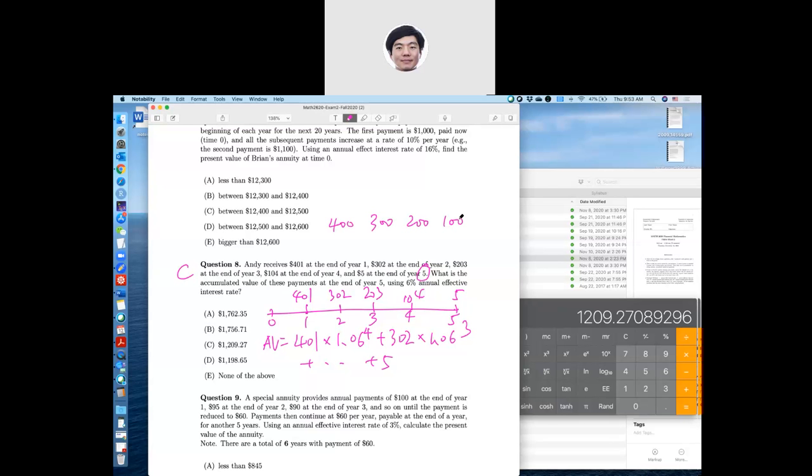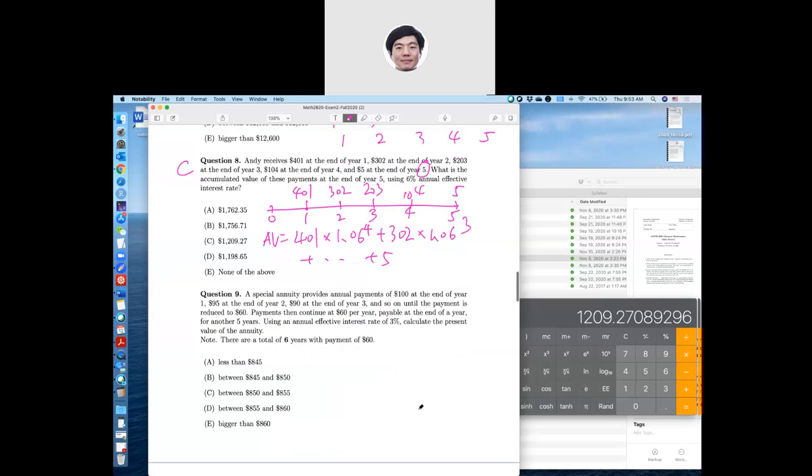And then you have 1, 2, 3, 4, 5. Not only do you have a decreasing and an increasing annuity at the same time, they are not even matched in time, right? So of course, you can try to apply your formula. That always works. But for an easy question like this, it's simply not necessary to do it that way.